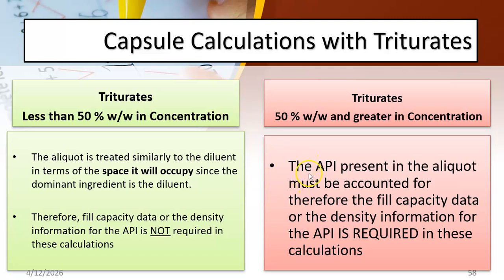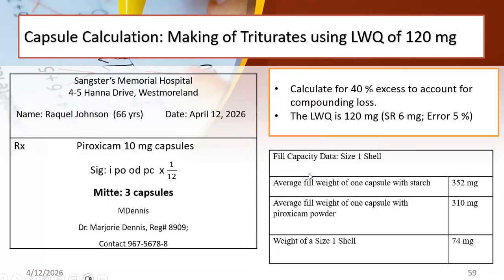So for this calculation, we're going to look at a prescription for piroxicam, a painkiller that is only 10 milligrams as a dose, and the meter is 3. So we normally make 40% extra. We know that this is going to be 5 capsules. The least weighable is 120 milligrams for a class A prescription balance, where the sensitivity requirement is 6 milligrams and the allowable error is 5%.